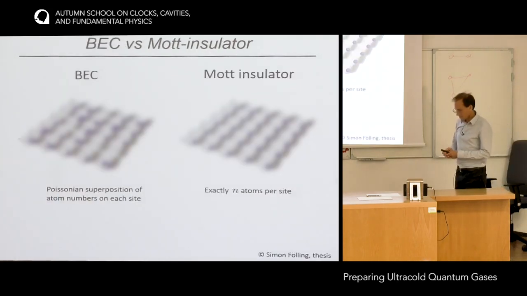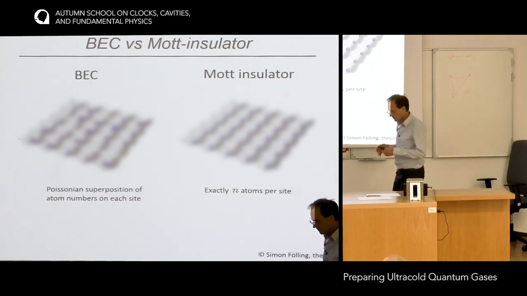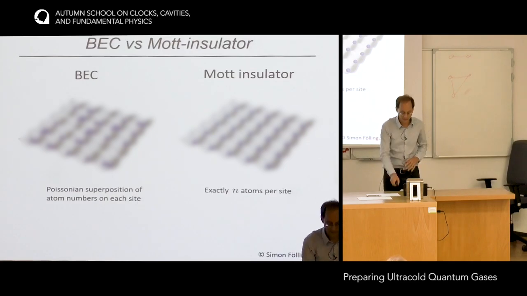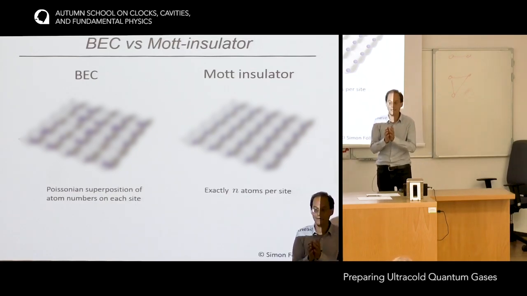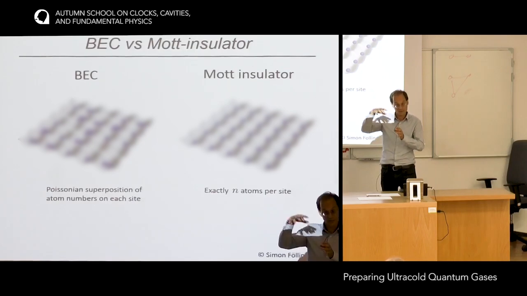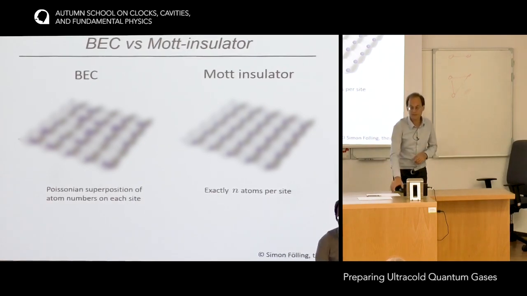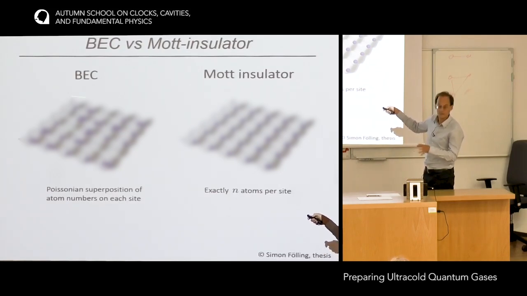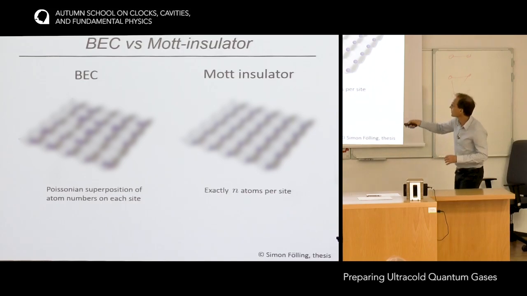Okay, if I look at the number statistics, so if I am in the BEC phase, the atoms wildly tunnel from side to side, and actually at each lattice site I have a Poissonian distribution, a superposition state of different number states. And if I take a snapshot, sometimes I find no atom on a site, sometimes 1, sometimes 3, and so on, Poissonian distributed.